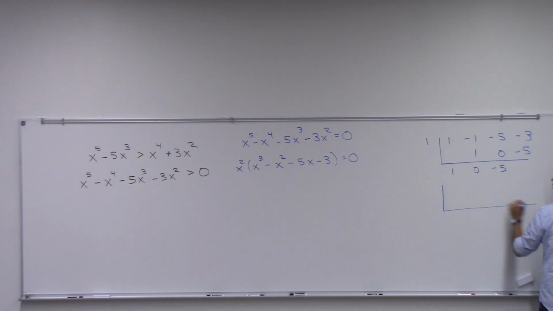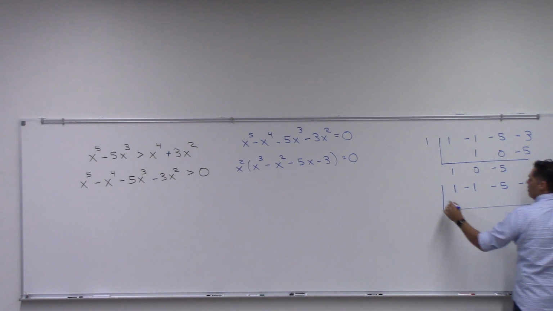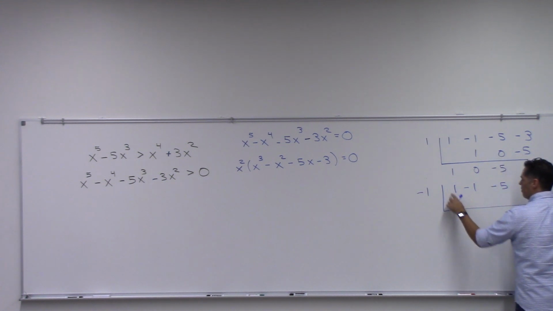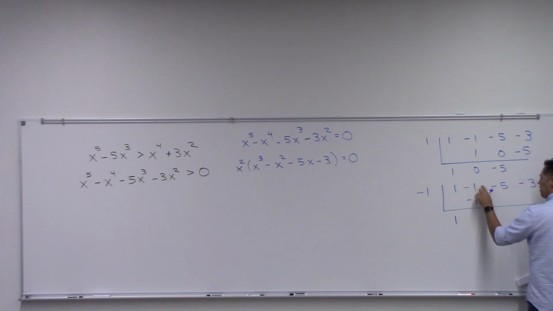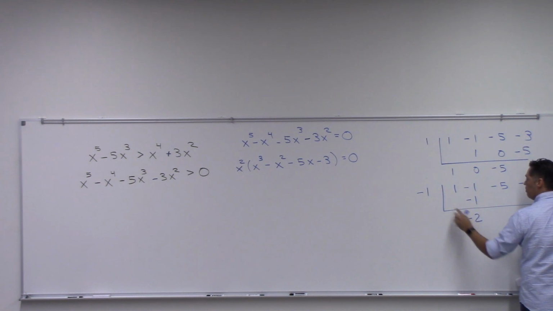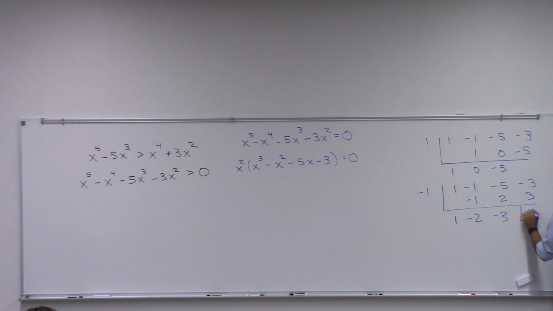Try it again. We'll try negative 1 now. When I do negative 1, 1 comes down. Negative 1 times 1 is negative 1. Negative 1 plus negative 1 is negative 2. Negative 1 times negative 2 is 2. Negative 5 plus 2 is negative 3. Negative 1 times negative 3 is 3, and those add up to be 0. That worked.